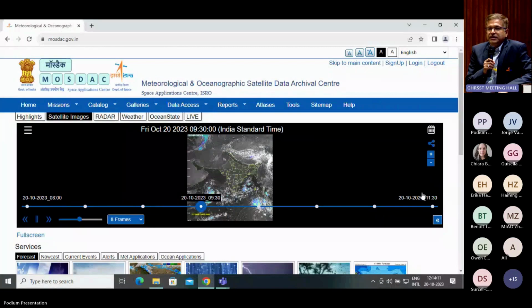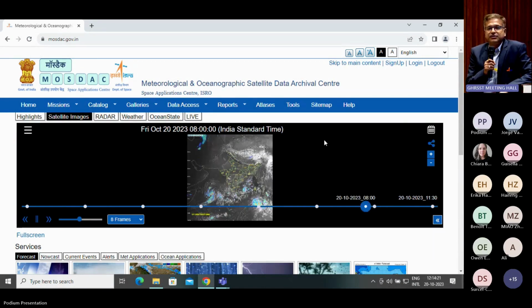Bring up some of the website which is being used for dissemination of the Indian meteorological and oceanographic data. It's called MOSDAC. We have primarily the INSAT series of satellites, which cater to the requirements of providing IR-based observations from the geostationary platform. INSAT 3D and 3DR are the two satellites which provide the data.